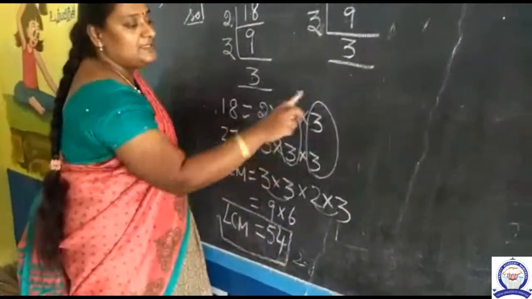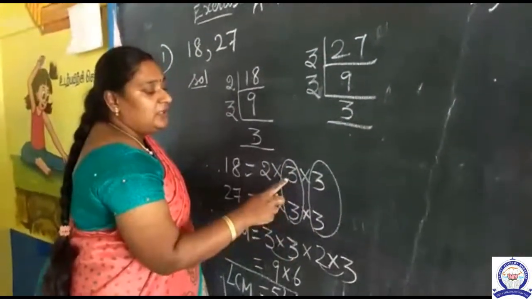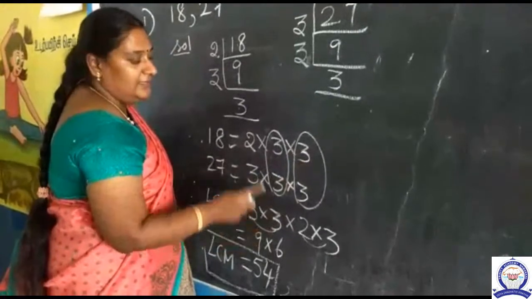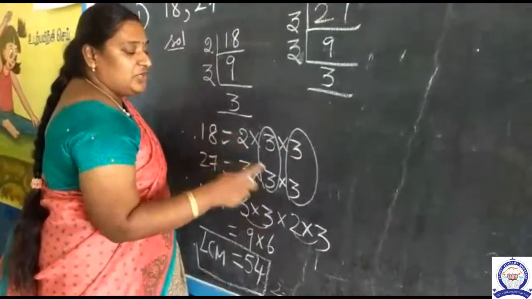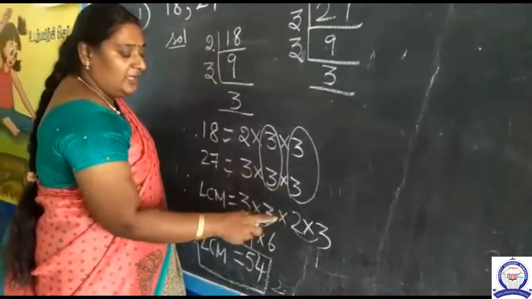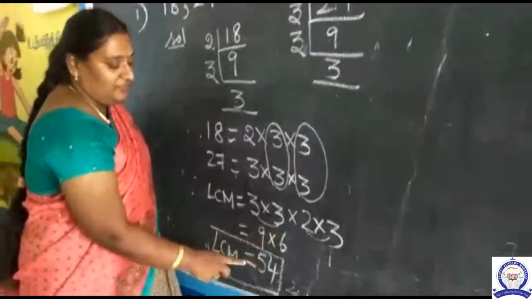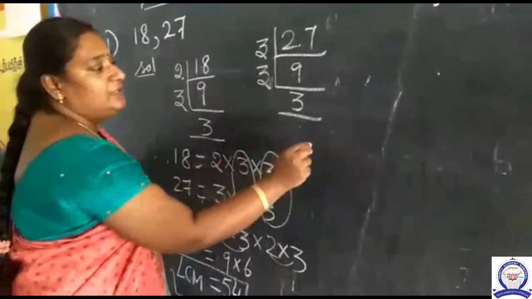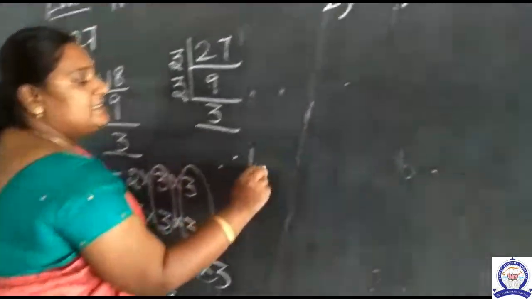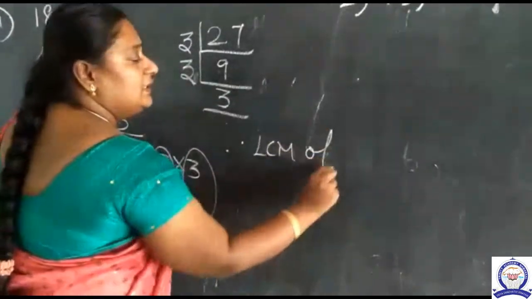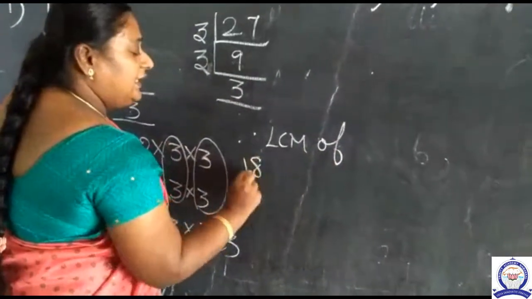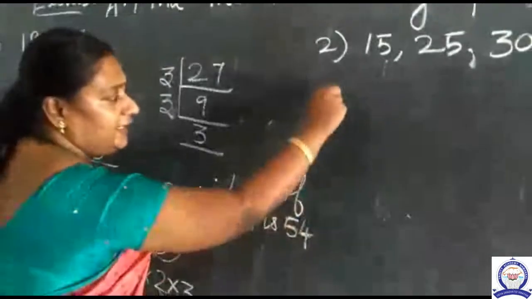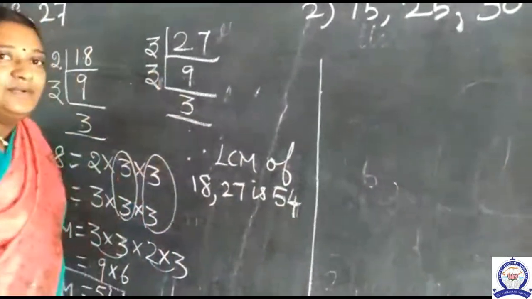So circle the common 3s, and for the circled 3s write the common 3 one time. Here also write it once, then put the remaining numbers also and multiply. So 9 6s are 54. 54 is the LCM of 18 and 27. So how do we write the last line? Therefore, LCM of 18, 27 is 54. This is the answer.